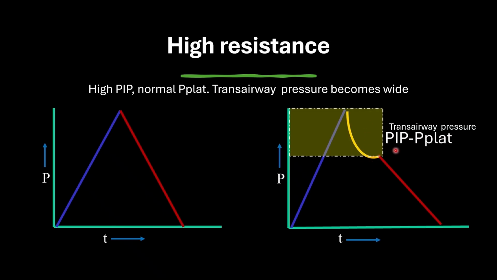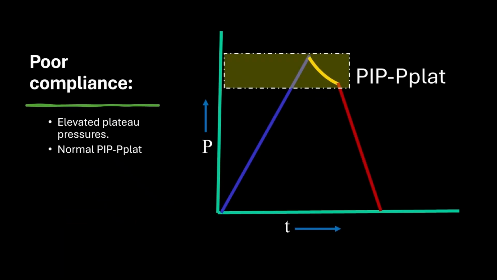Transairway pressure is equal to PIP minus P plat. Always remember, transairway pressure is the pressure to overcome the airway resistance. Remember that. Poor compliance: in this case, this is a very standard kind of scalar where you would see a narrow or normal transairway pressure and increased plateau pressure. So very typical of poor compliance.